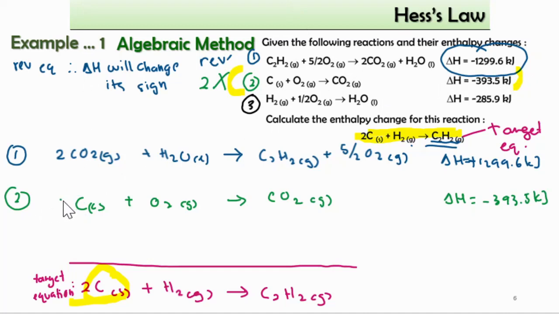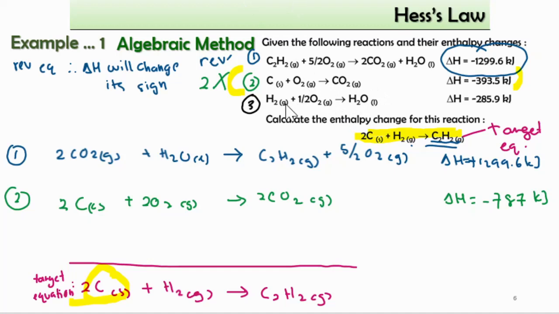This one akan jadi 2 carbon, 2 oksigen, 2 CO2, and then your delta H sini akan double up. So sini akan jadi negatif 787. Kita tak perlu change dia punya sign negatif sebab you don't reverse the equation, you don't reverse direction, masih lagi kekal sama.